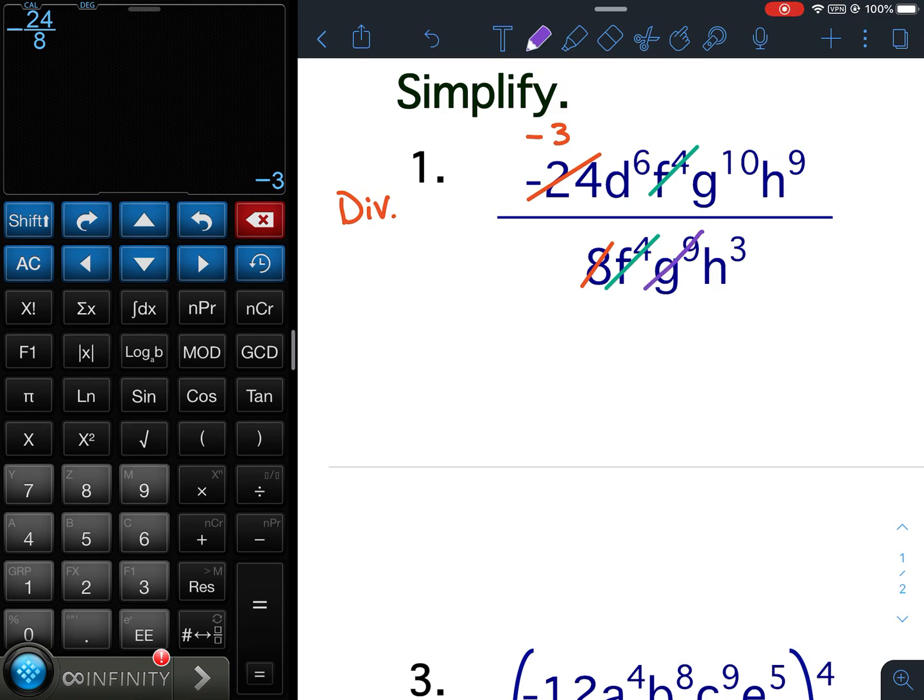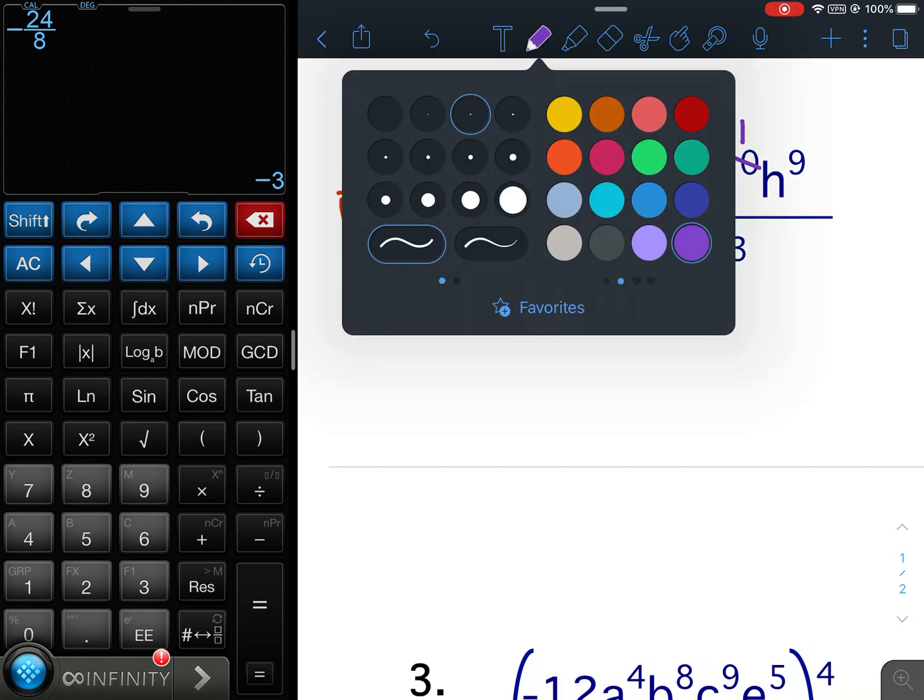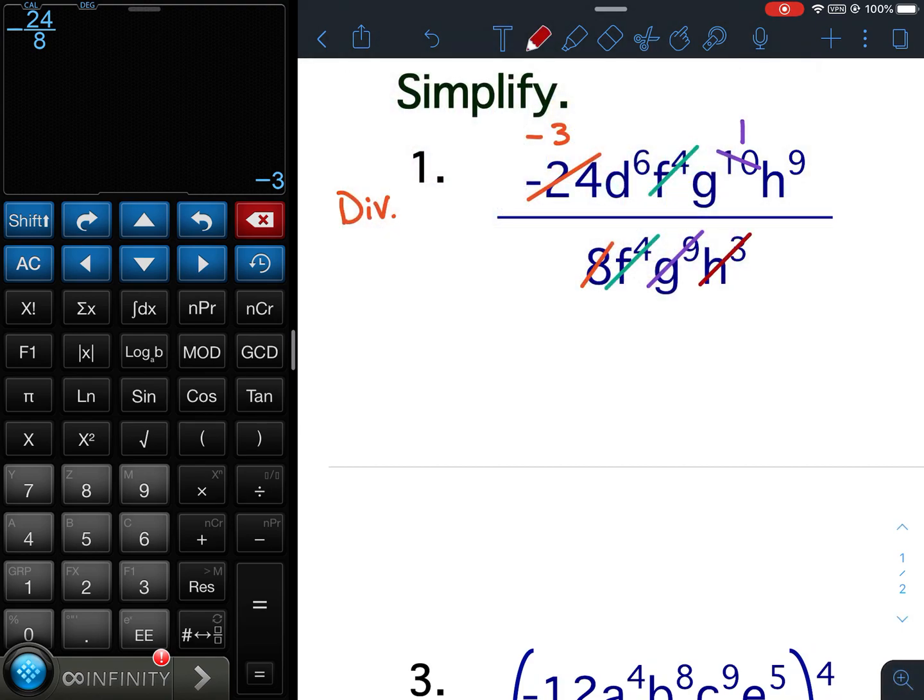G to the 9th has the smaller exponent. It gets completely crossed out. And 10 minus 9 is 1. H to the 3rd is the smaller exponent. It gets completely crossed out. And 9 minus 3 is 6.